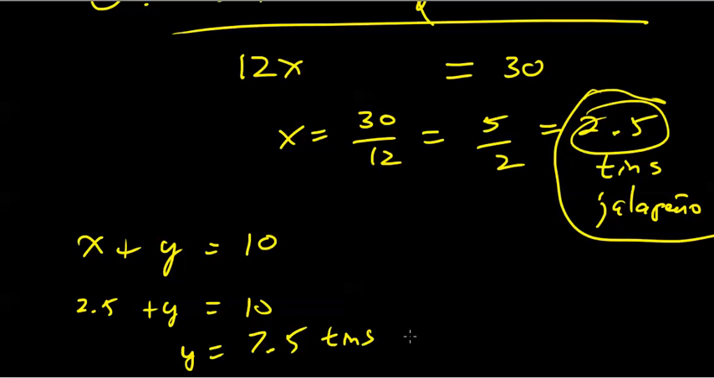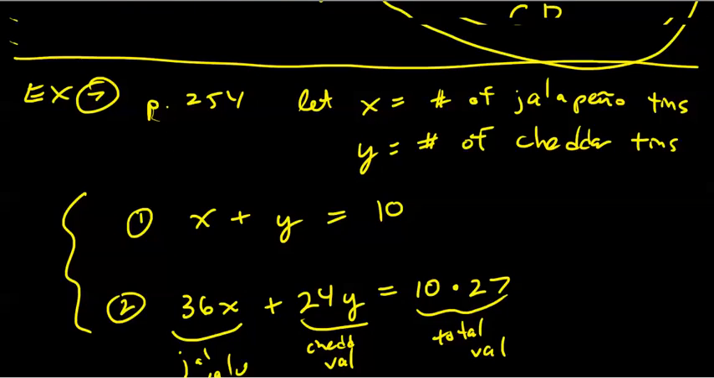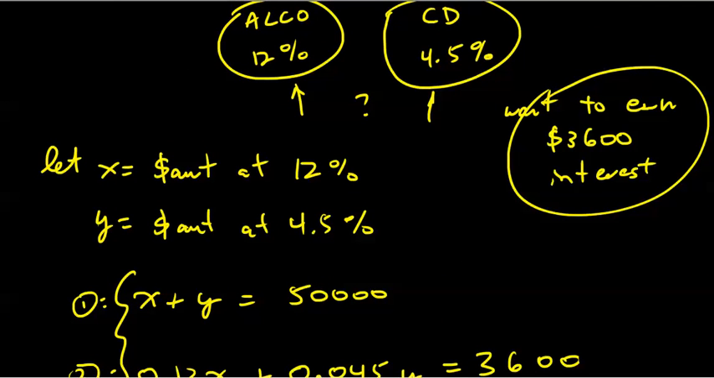Now, so y is 7.5. 7.5 what? 7.5 tins. Tins of what? 7.5 tins of cheddar popcorn. So 2.5 jalapeno tins and 7.5 cheddar tins will result in the mix that I desire. Okay? All right, that's example 7 on page 254. I want to look at example 8 now. It's also worked out in the text. Let me get a fresh screen here.